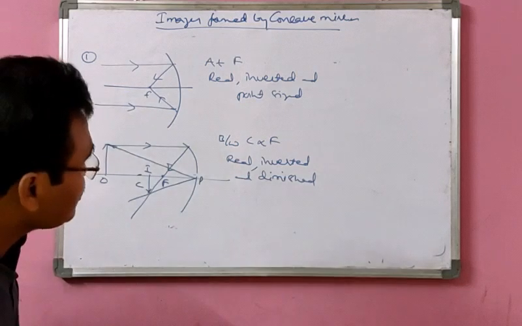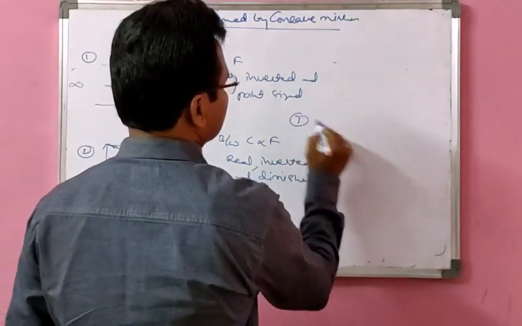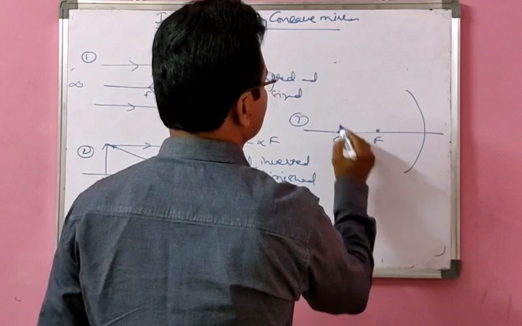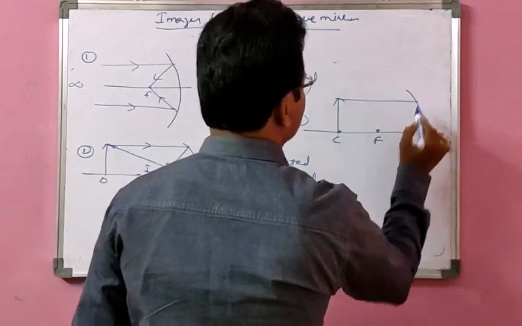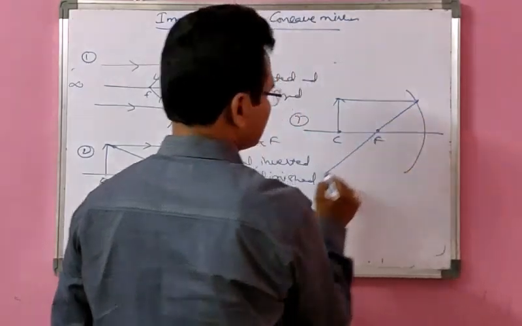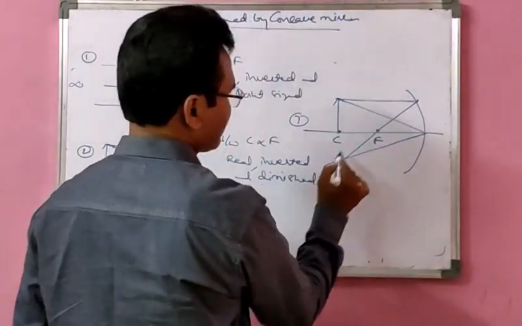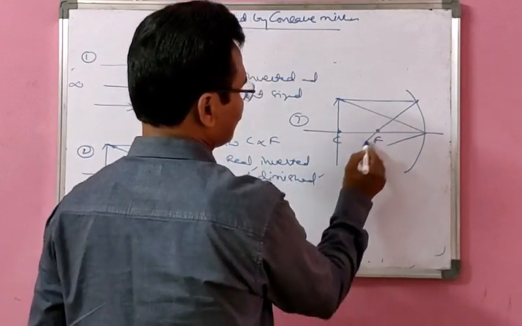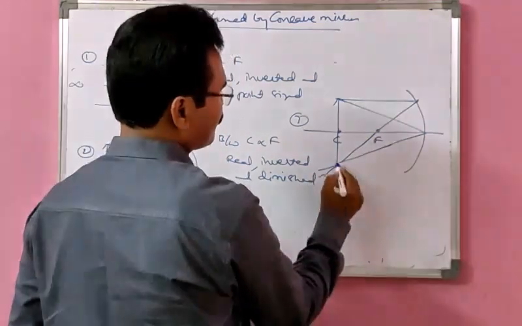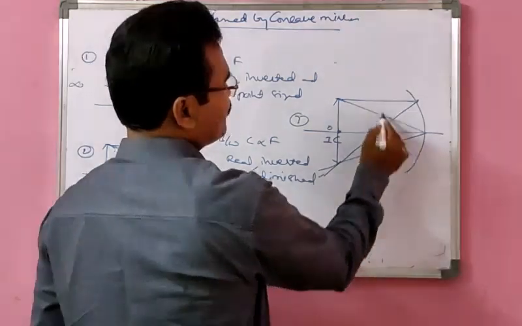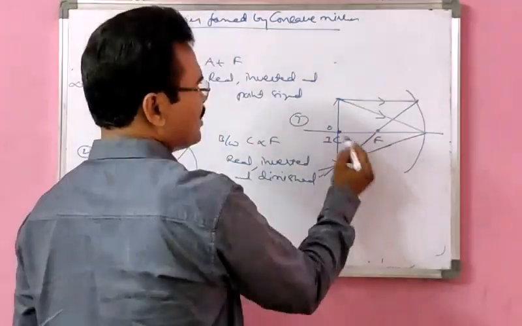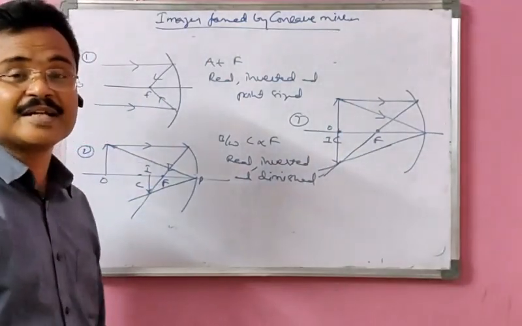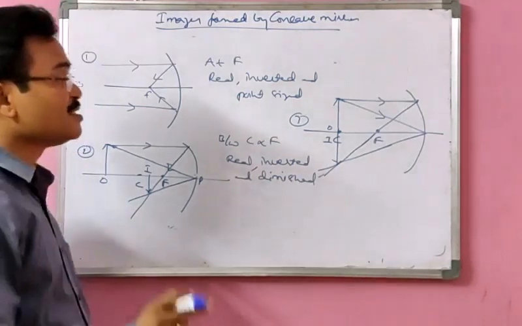This is the second one. Third one: the object is placed at C. This is the object, this is the image. If you place the object at C, the image will be formed at C. It is real, inverted, and same size.